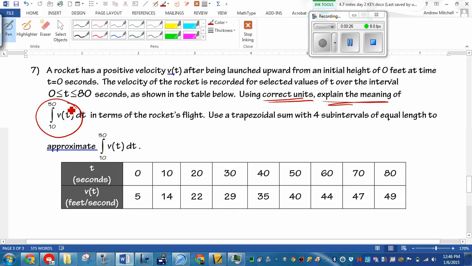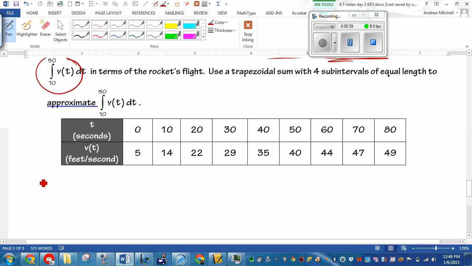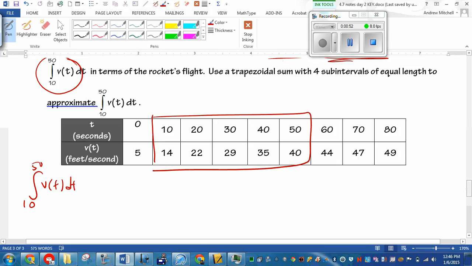Use a trapezoidal sum with 4 subintervals of equal length to approximate this. So we're going to come back to the correct units and explaining the meaning. Let's first start off with finding out what it's equal to. So we're trying to find an approximate value of the definite integral from 10 to 50 of the velocity, and we have this table. We're not using the whole table, just this portion of it.